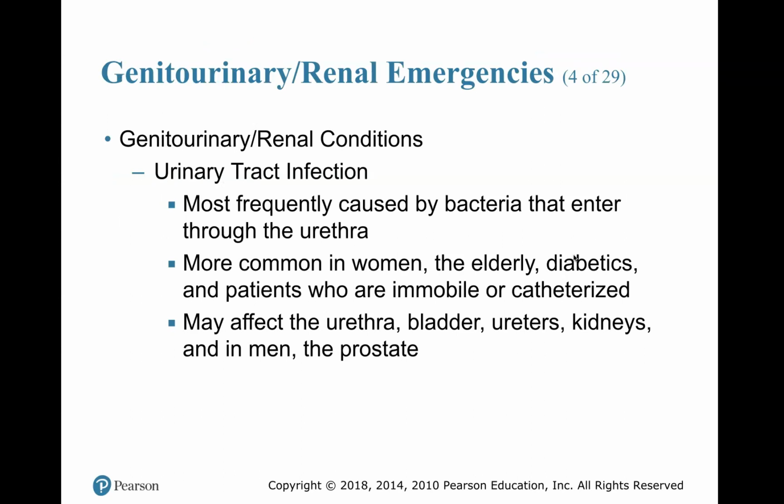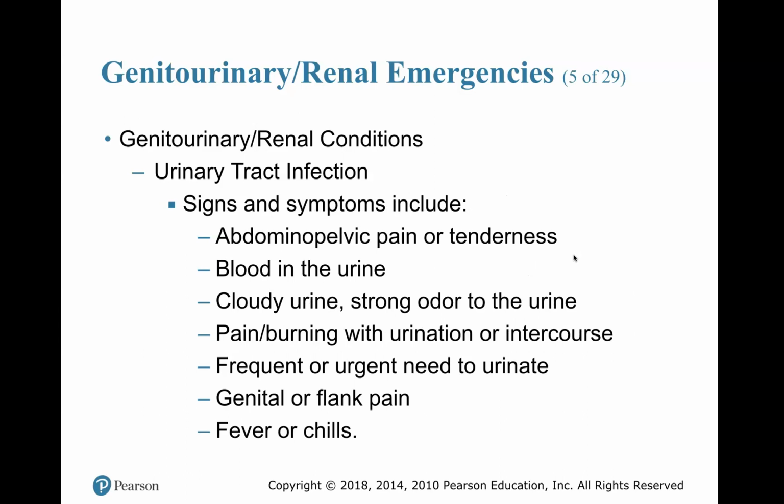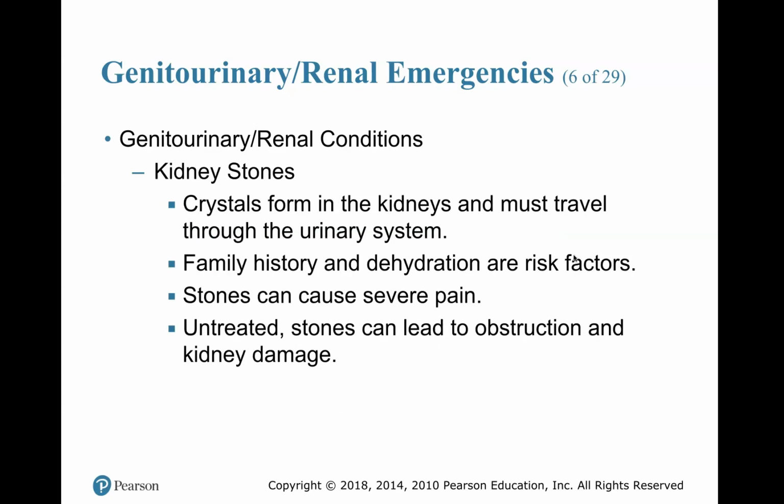Urinary tract infection. Most frequently caused by bacteria that enter through the urethra. More common in women, the elderly, diabetics, and patients who are immobile or catheterized. May affect the urethra, bladder, ureters, kidneys, and in men, the prostate. Signs and symptoms include abdominal pelvic pain or tenderness, blood in the urine, cloudy urine, strong odor to the urine, pain or burning with urination or intercourse, frequent or urgent need to urinate, genital or flank pain, and fever and chills.